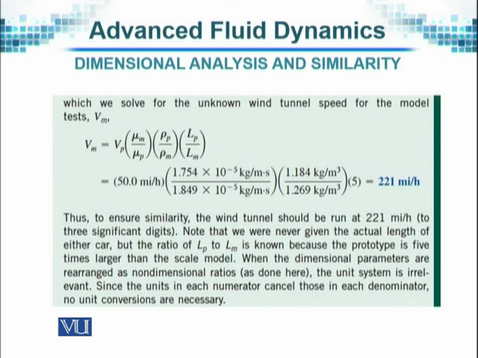The velocity of the model, when we substitute the relevant values that have been given to us, turns out to be 221 miles per hour. So the wind has to be generated at a speed of 221 miles per hour so as to match a speed of 50 miles per hour on the road. And that gives us our answer.